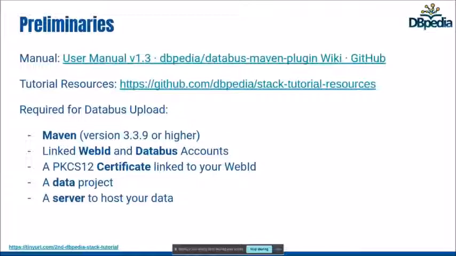The things that are required for the databus upload are the following. You need Maven on your machine, version 3.3.9 or higher. You will need a linked WebID and databus account and a PKCS12 certificate. I will come to that in a bit. You will need a data project. Again, this is available in the Stack Tutorial Resources repository. And you will need a server where you can host your data.